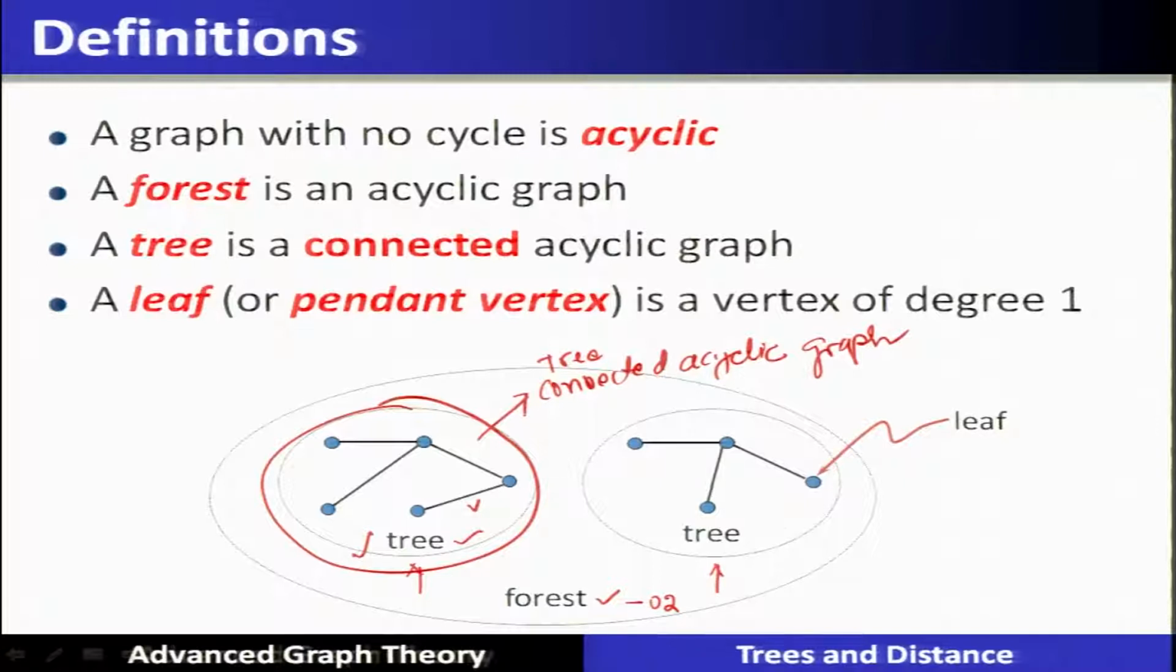Now, within this particular tree, a node which is called a leaf node has a vertex degree of 1. So, here this is also a leaf node, this is also a leaf node.